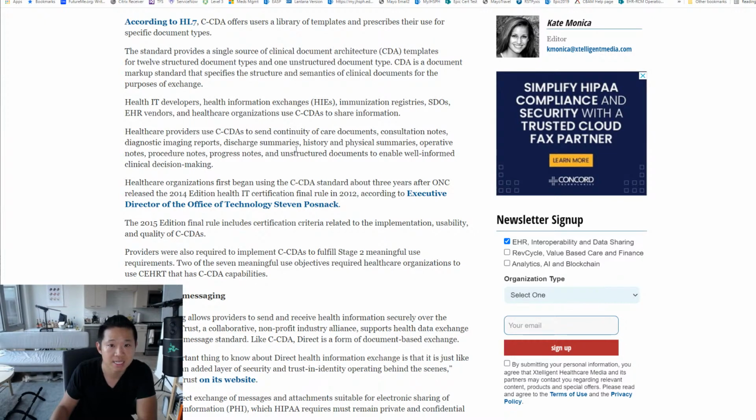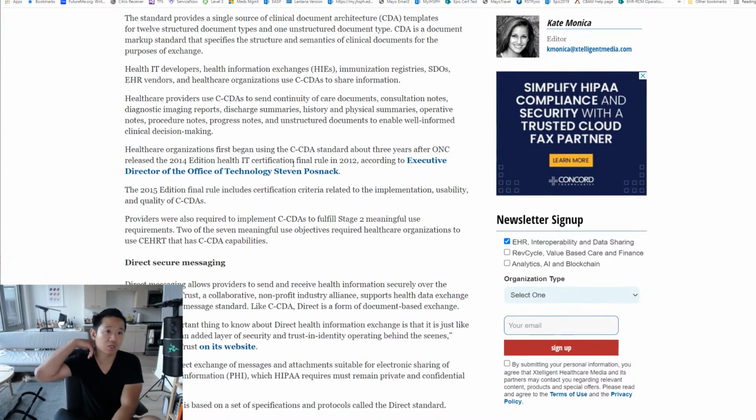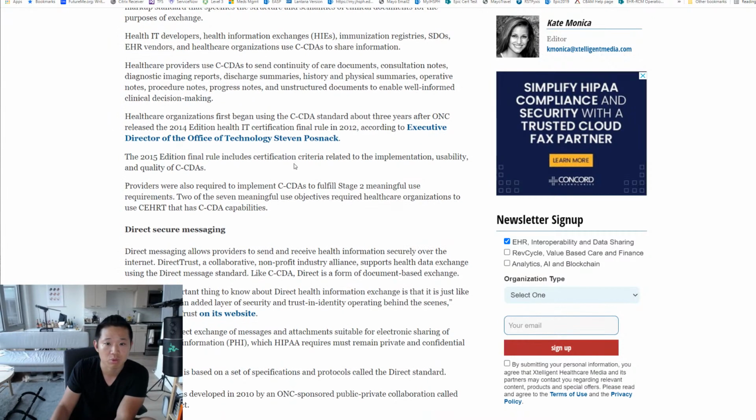The standard provides a single source of clinical document architecture templates for 12 structured document types and 1 unstructured document type. CDA is a document markup standard that specifies the structure and semantics of clinical documents for the purposes of exchange. Health IT developers, health information exchanges, immunization registries, SDOs, EHR vendors, and healthcare organizations use CCDAs to share information. Healthcare providers use CCDAs to send continuity of care documents, consultation notes, diagnostic imaging reports, discharge summaries, history and physical summaries, operative notes, procedure notes, progress notes, and unstructured documents to enable well-informed decision-making.